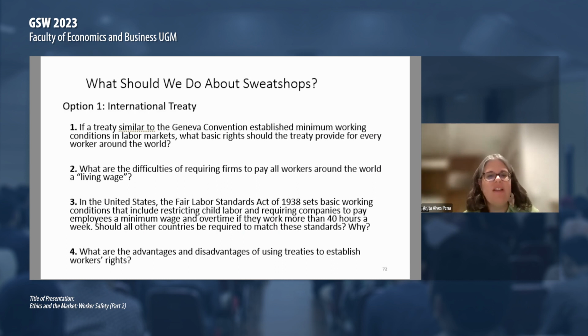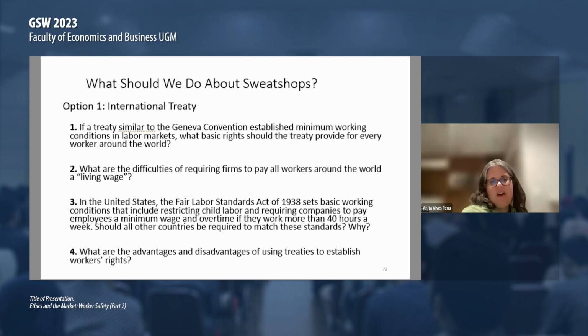What basic rights should the treaty provide for every worker around the world, right? If we could come to an agreement as to what that might look like, we would be making a normative policy statement, but we could impose some kind of ethical solution on our economic problem and frame our policy making.